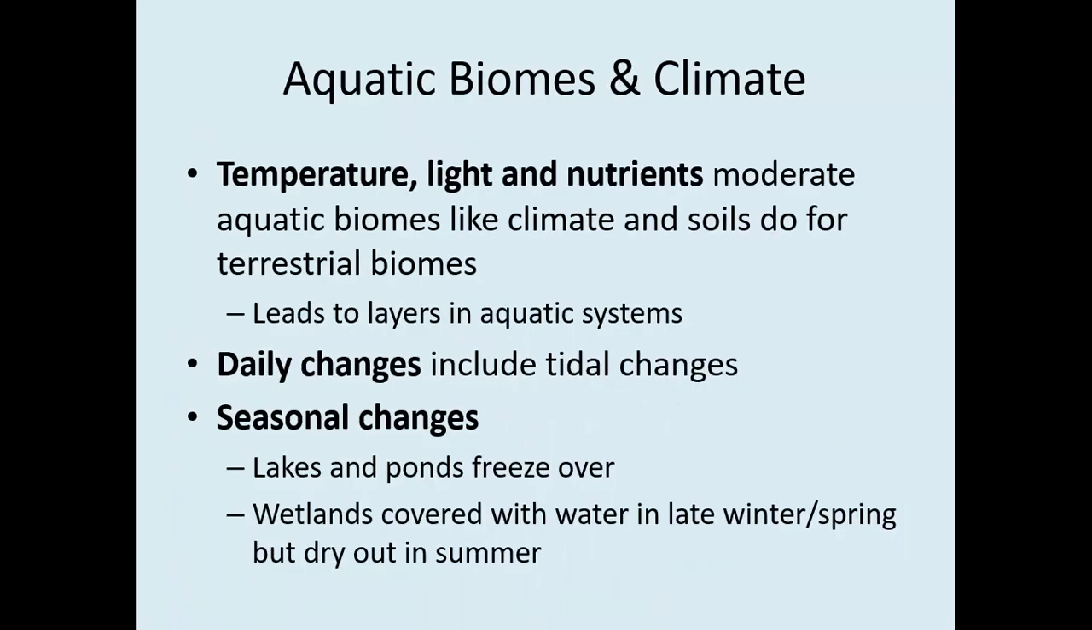So we talked about how precipitation and temperature dominate terrestrial biomes. With aquatic biomes, you're looking more at factors of temperature again, but then also light and nutrients that moderate these aquatic biomes. And this can lead to layers in the aquatic system because, as you can imagine, light doesn't penetrate very far through the water column. And so there's different ecosystems and different biomes at the top of a water column than there would be down deep where the light cannot penetrate. And that's similarly true for nutrients. The nutrient distribution is not even across a body of water.